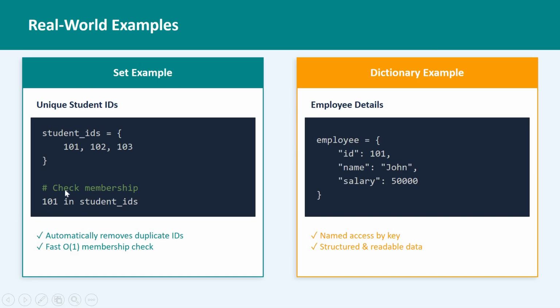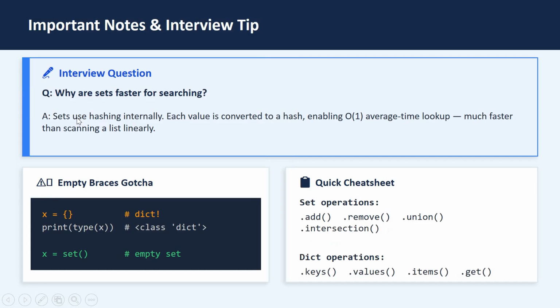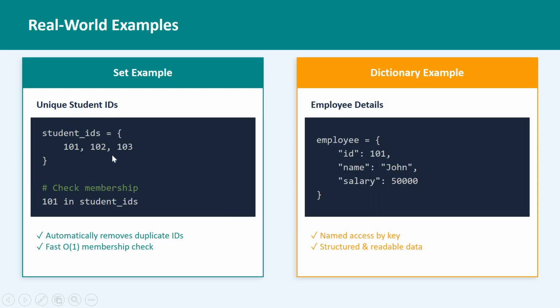For example, wherever I want to check membership, where we want unique values, like enrollment number or employee ID, they are never duplicated. I can't keep two IDs for the same person, I mean, two persons cannot have the same ID. For that use case, we can directly use the set. So with 101 in student ID, it automatically removes duplicate IDs and is fast for checking. Whenever you want to check, which is called a search operation, a set will be better.